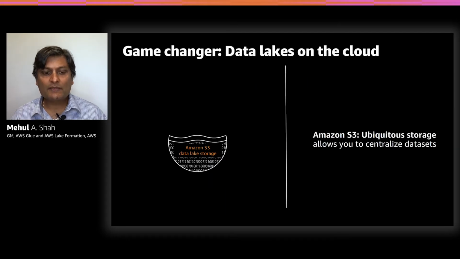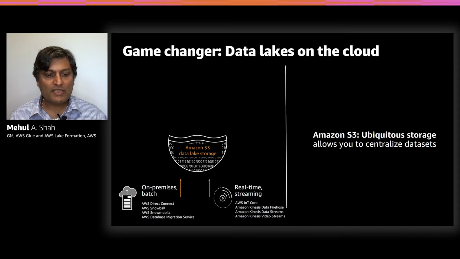Now, this is where the cloud comes in. Turns out that we see a lot of our customers taking all of the data out of their data silos and putting it into a central, ubiquitous store, a store like Amazon S3, which is a large object store. It actually allows you to centralize all your data sets because it's so cost effective and extremely reliable. It gives you 11 nines of reliability. And we see customers moving their batch data into S3 as well as their streaming data.